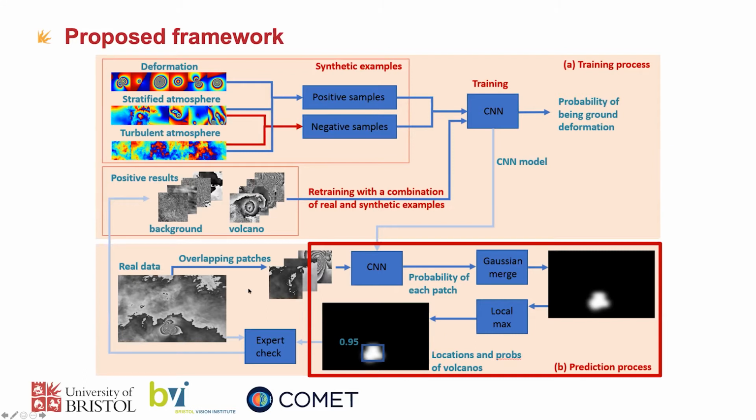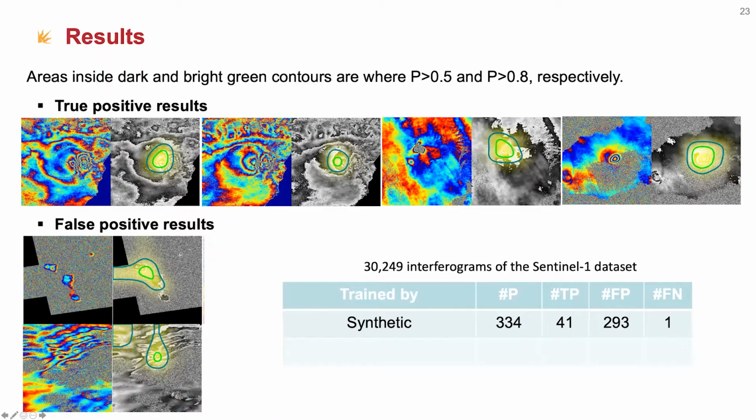So this is an example of an interferogram that we found. The yellow shows the probability. The brighter it is, the higher the probability, and the contours show where the probability is more than 0.5 and 0.8. Generally, for any object classification, we put the threshold at half of the probability. So more than 0.5 means we found a positive sample there.